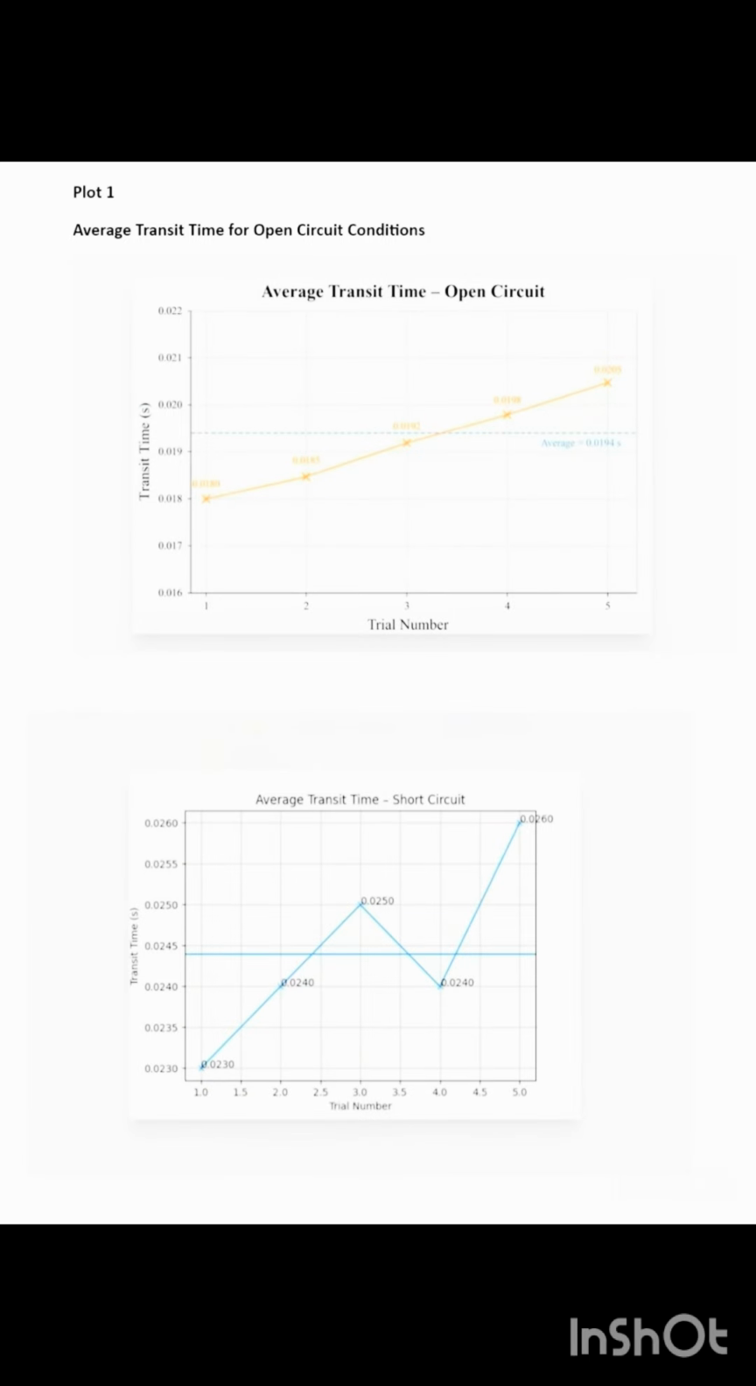Here we can see the results of the experiment for both open circuit and short circuit conditions. In the open circuit graph, the trace times are lower and relatively constant across the trials, ranging approximately between 0.018 and 0.021 seconds. In contrast, in the short circuit graph, trace times are clearly higher, ranging between 0.023 and 0.026 seconds.